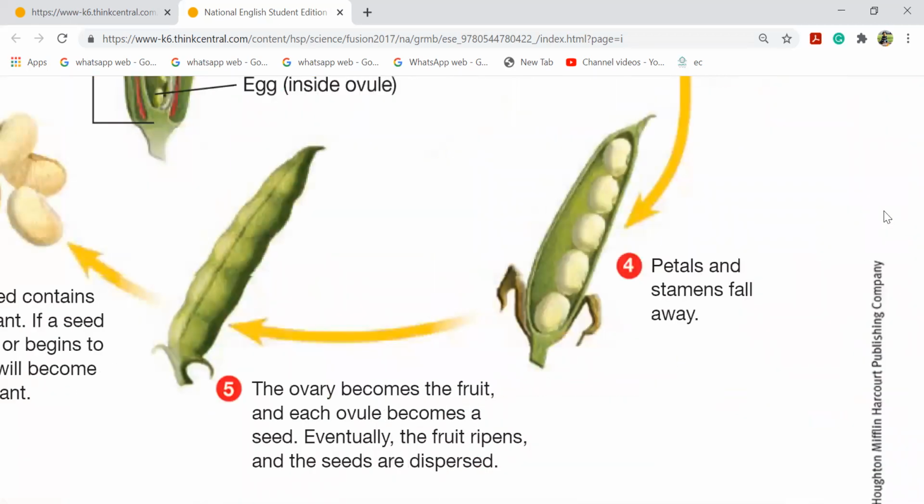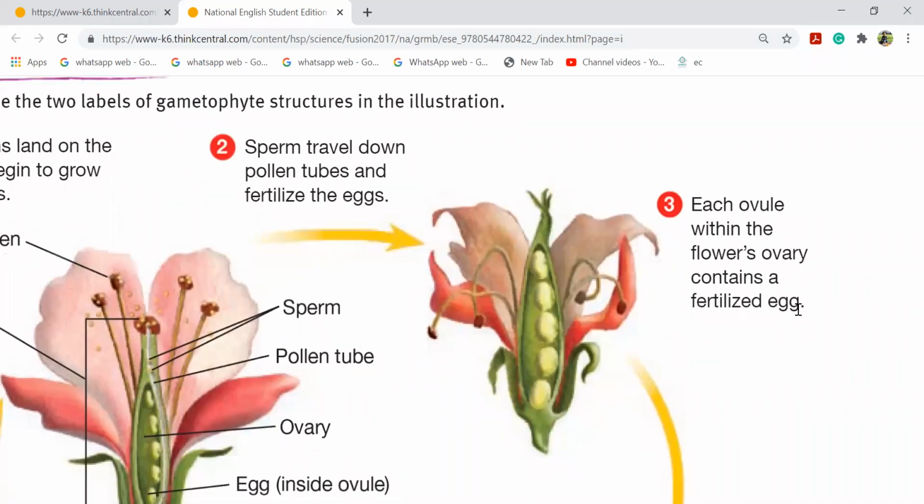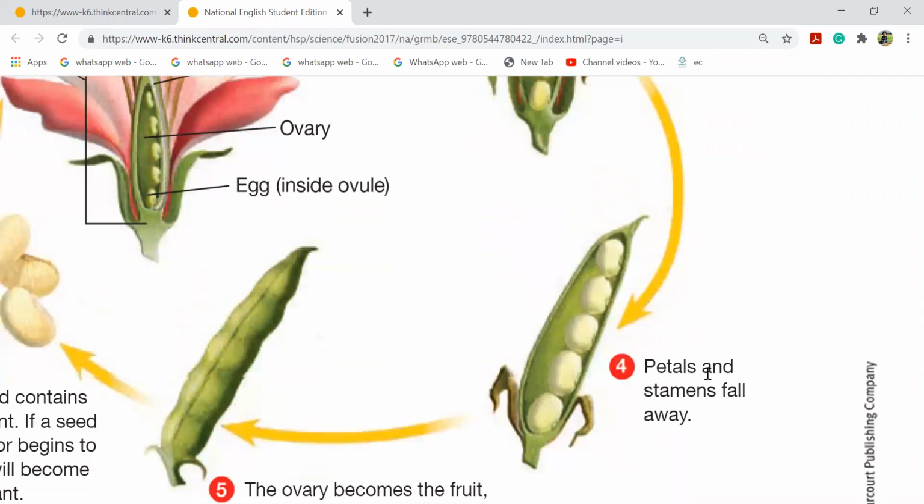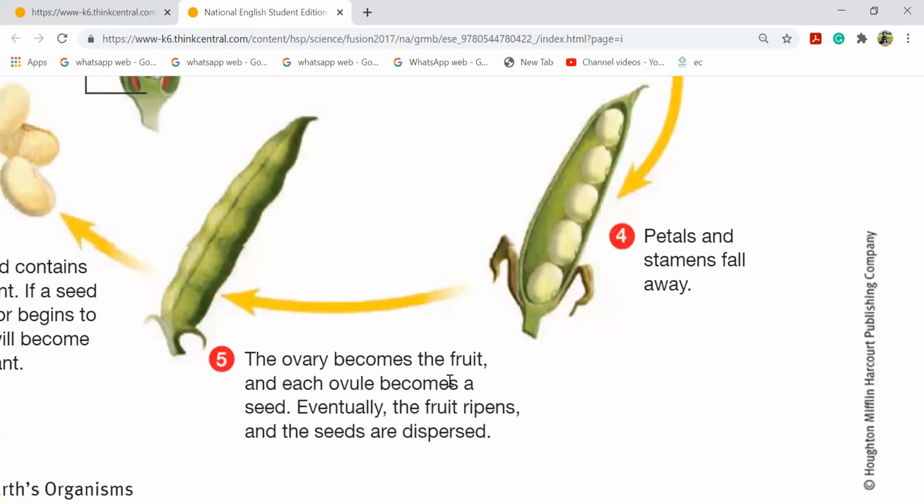Then each ovule within the flower's ovary contains a fertilized egg. Petals and stamen fall away. The ovary becomes the fruit. And the ovules inside, the fertilized eggs, become the seeds. The fruit ripens. Imagine the apple, you take a bite. That is the ovary. And the seed is the fertilized ovule.